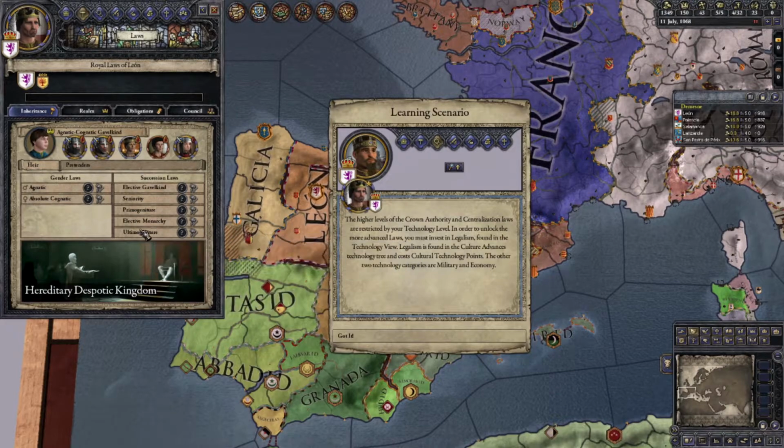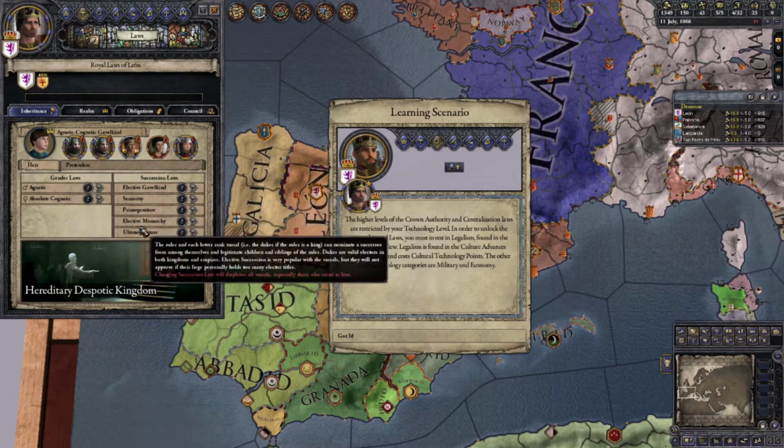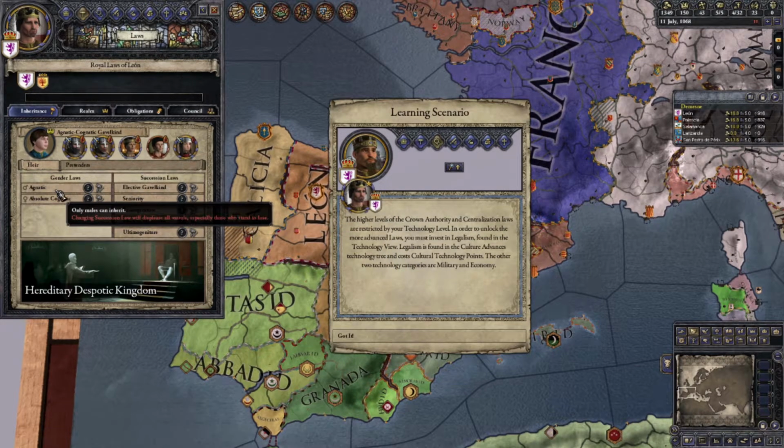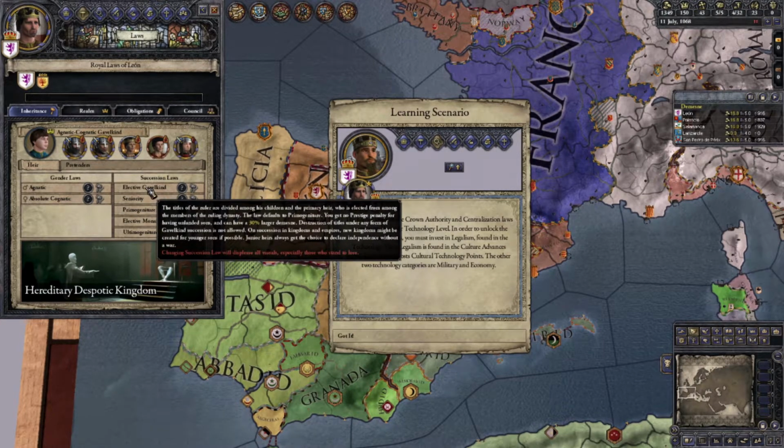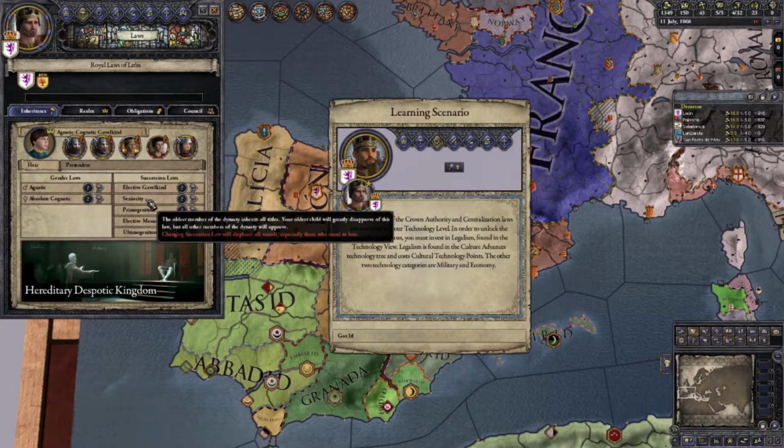Alright. Interesting. Geez, there are a lot of options. You've got only males, and women inherit on the same grounds as males. Then you have the titles of the ruler divided amongst his children, and the primary heir, who is elected from among the members of the ruling dynasty. Wow. Seniority, the oldest member of the dynasty, inherits all titles. Your oldest child will greatly disapprove of this.